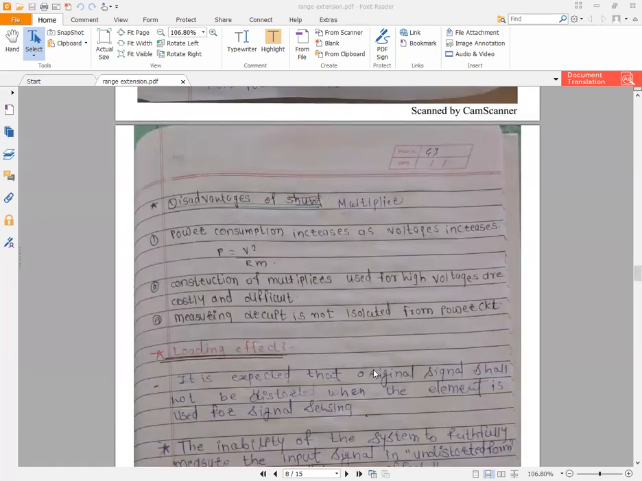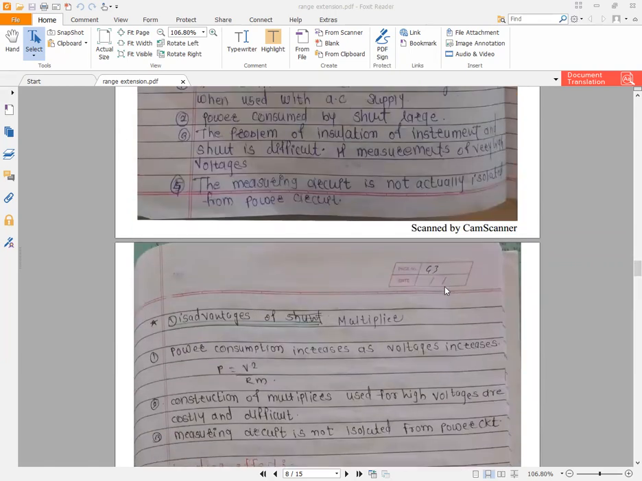Similar to this, there are disadvantages of the multiplier. Here, power consumption increases as voltage increases, because when the voltage increases, the power losses or power consumption also increase, as it is directly proportional to the square of the voltage. Next, construction of multipliers used for high voltages is costly and difficult. And the last one is again the same, it is not isolated from the power circuit.